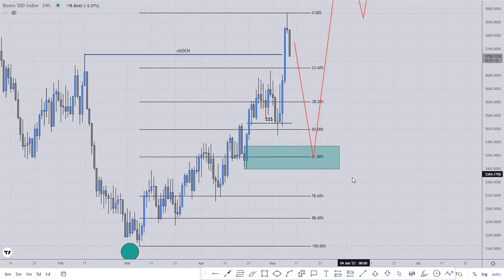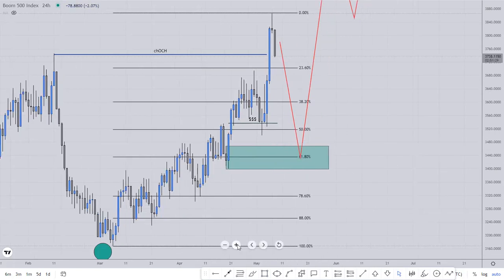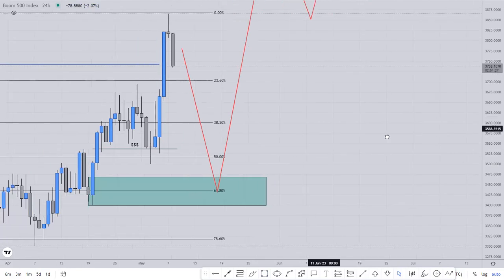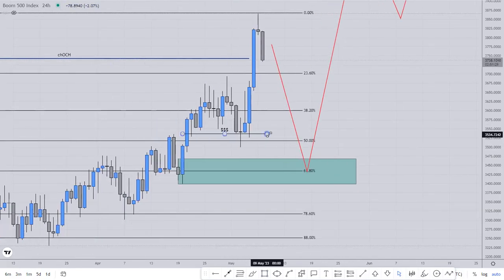tapping into this order block. Because according to institutions, this is the trick. Retail traders are going to buy here, right? Because it's a support. Institutions, the big guys, the big players, the smart money guys, the market makers, whatever you want to call them, they are going to buy here.